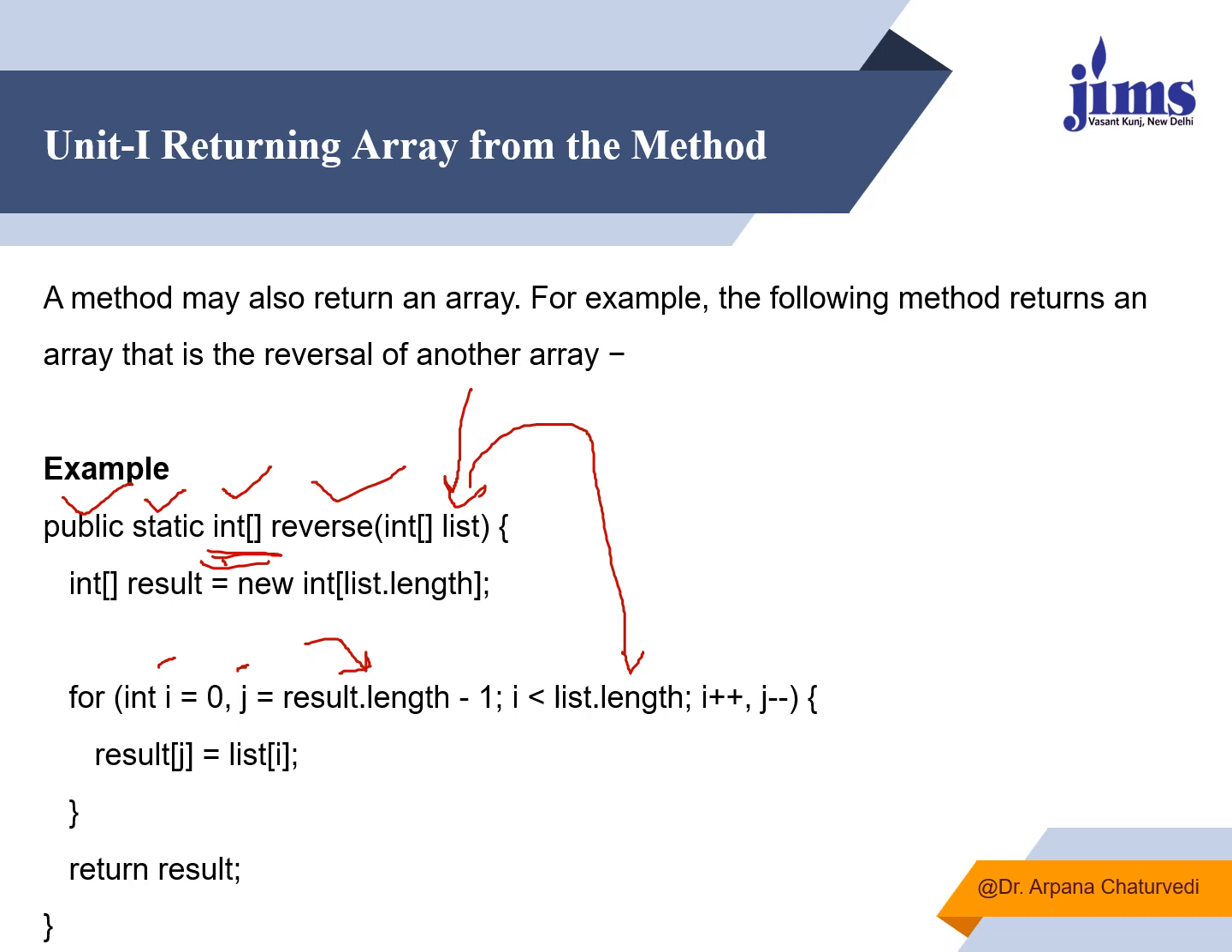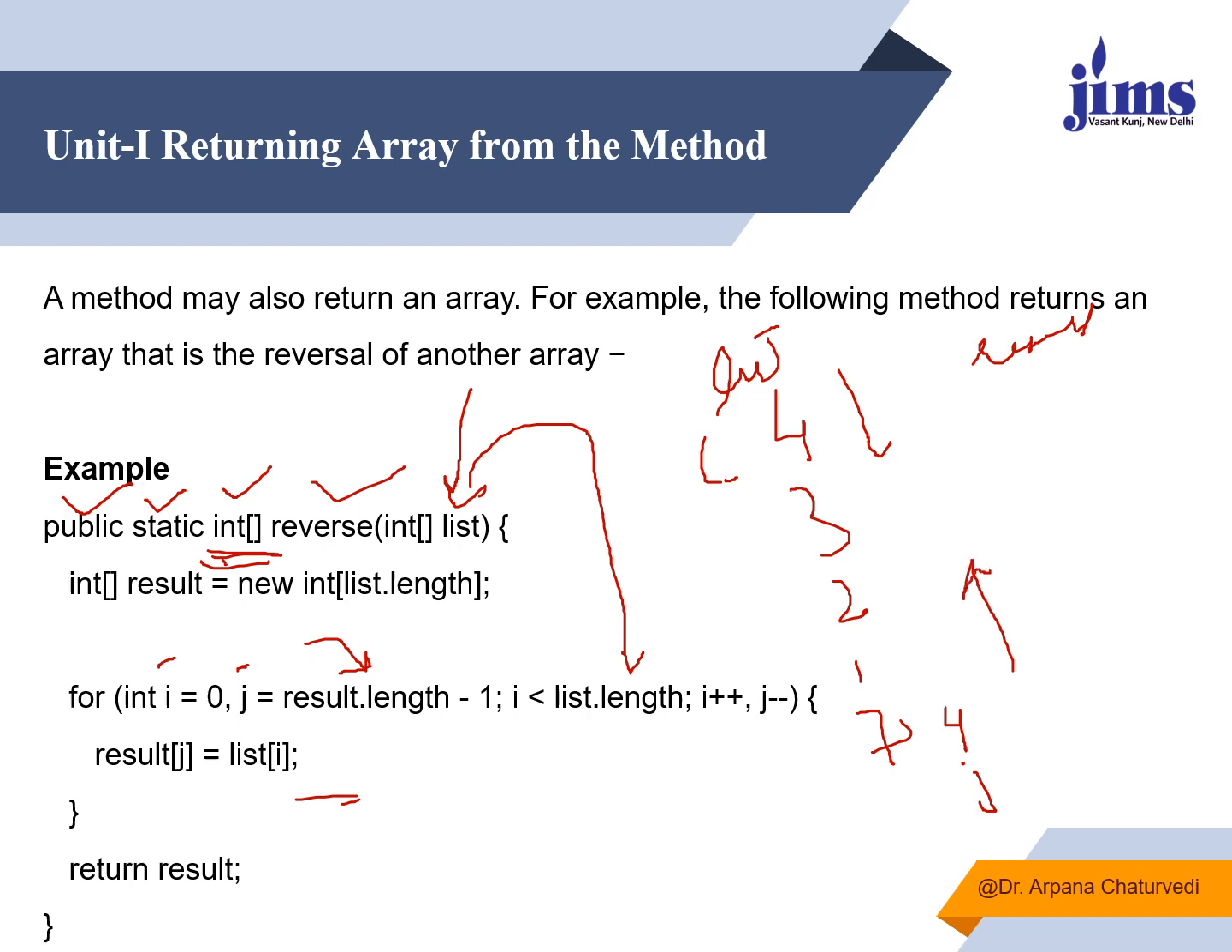What am I doing? I am reversing an array. Let's say I am passing 4, 3, 2, 1, 7. This array's name is list. Another array I have is result. This result will have the reversed values, because I am moving from i equals 0, but j equals result.length, meaning 1, 2, 3, 4, 5, so 5 minus 1, that is 4. This is the value of j. So from here I am incrementing, and here I am decreasing.